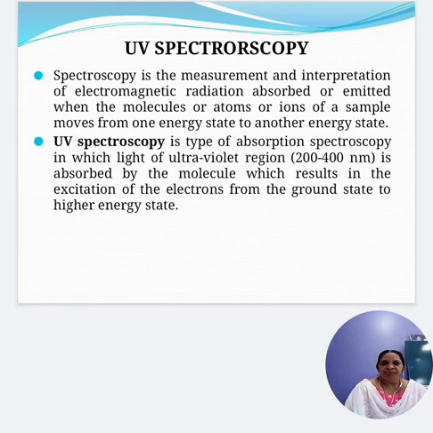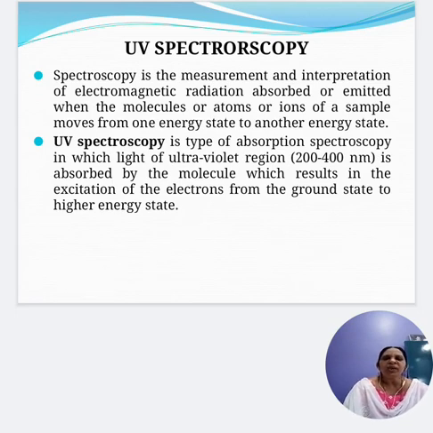Ultraviolet spectroscopy. Spectroscopy is the measurement and interpretation of electromagnetic radiation absorbed or emitted when the molecules, atoms or ions of a sample move from one energy state to another energy state.